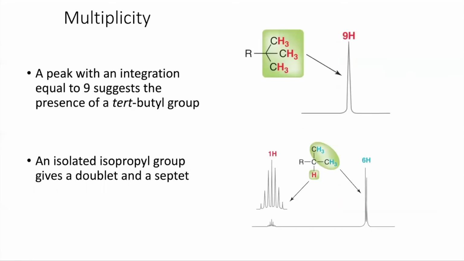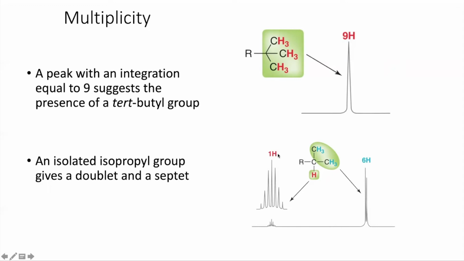If you see this very tall singlet that has an integration of 9, then that's very typically going to be a tert-butyl group. So we have 9 hydrogens, and there's no hydrogens on the next door neighbor carbon. So it's a singlet, and it's integrated for 9.